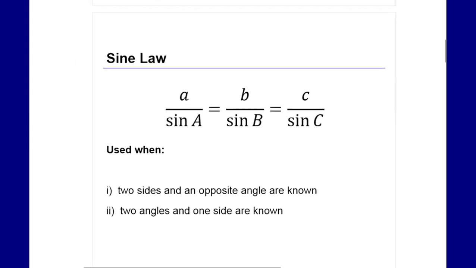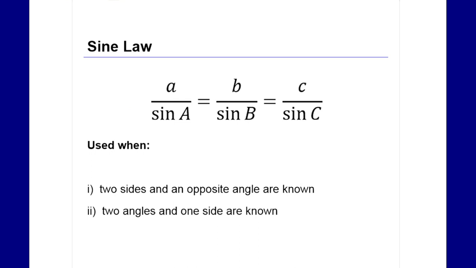Just a little bit of a review. We have our sine law: a over sine A equals b over sine B equals c over sine C. It's basically just comparing a ratio of a side and its opposite angle, and saying that the ratio of the side and the angle is equal to the ratio of another side and its angle. Just to remember, lowercase letters represent the sides, and uppercase letters represent the angles.